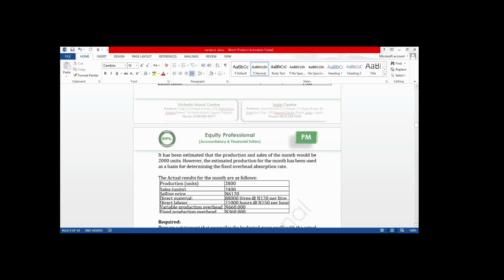Actual results for the month. Actual production, 2,800. Actual sales, 2,400. Actual selling price, 6,120. Actual direct material cost is given. Actual direct labor. Actual variable overhead. Actual fixed overhead.